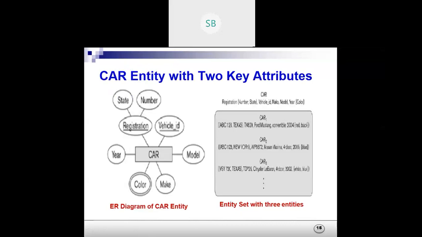So here you can see the car entity with two key attributes. It is also possible that an entity has two key attributes, two unique identifying factors. For example, for a car, we can have the registration number and the vehicle ID. Both can serve as key attributes, right? It will be different for everyone. Color is a multi-valued attribute. Again, registration number is a composite attribute, since it comprises the state and the number.